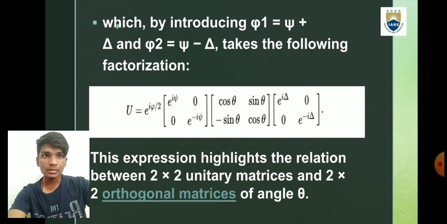Introducing phi 1 equals psi plus delta and phi 2 equals psi minus delta, it takes the following factorization: U equals e power i phi by 2 times the matrix e power i psi, 0, 0, e power minus i psi, times the matrix cos theta, sin theta, minus sin theta, cos theta, times the matrix e power i delta, 0, 0, e power minus i delta. The expression highlights the relation between 2 by 2 unitary matrix and 2 by 2 orthogonal matrix of angle theta.